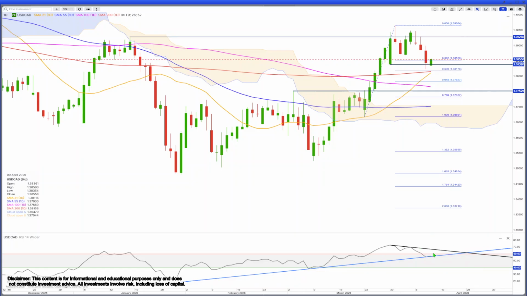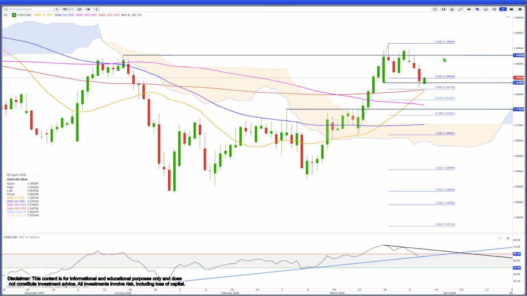So if it bounces off and moves back above the 60 threshold and especially above the falling trend line, then expect a push higher towards 140. Possibly could take out the peak there. If it takes out the lows from yesterday, maybe we'll have another go and dip it down to the 61.8 retracement at 137.80.